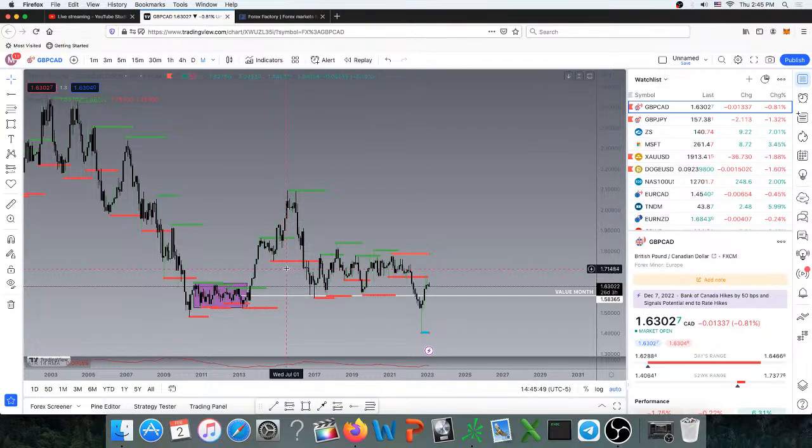Okay, now this is a little different here. We haven't broke structure. It's a lot of monthly liquidity up here. We just got back above value. This looks a little bit more bullish to me. Although we're above monthly value, there's another value set up here around 173. I like buys on this here.